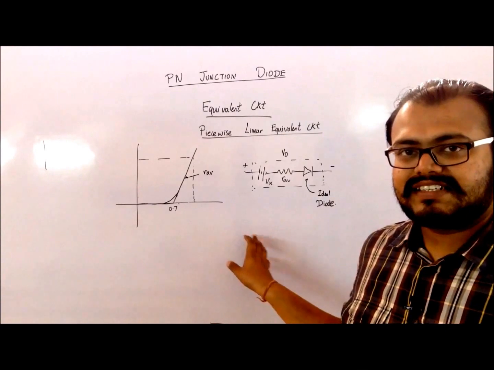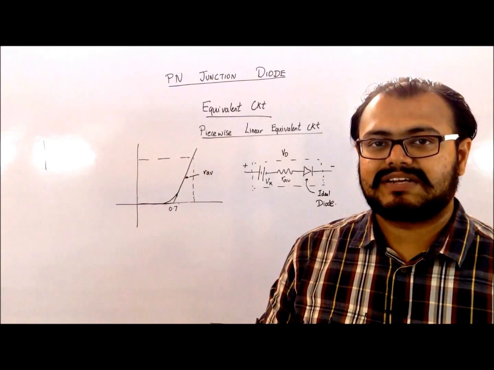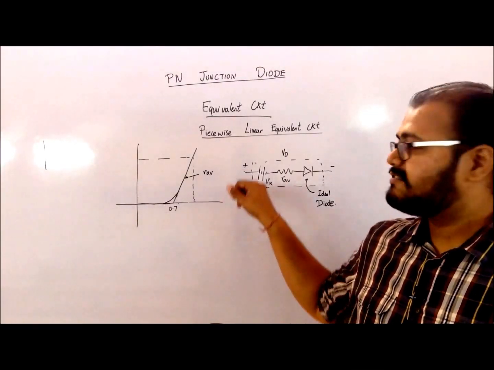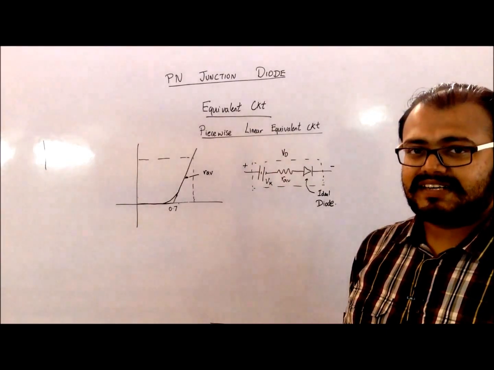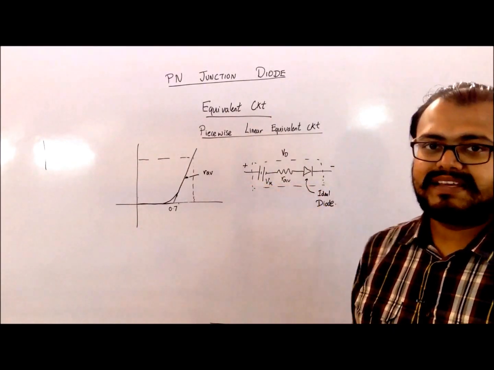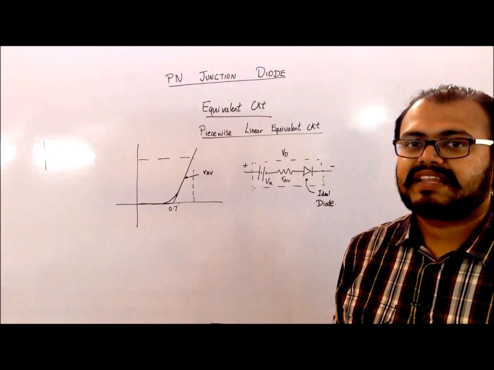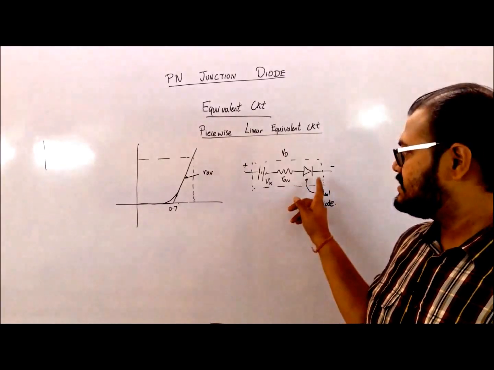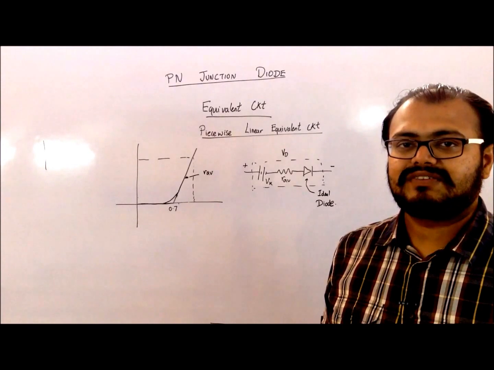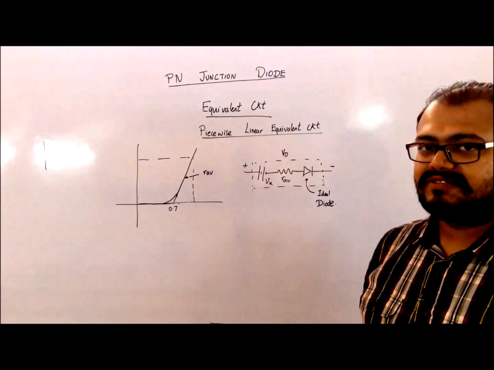The battery over here represents the junction voltage which is developed because of the depletion region. The battery actually indicates that if the voltage applied to this diode exceeds the value of this battery, then only the diode will be in conduction mode, that is in the on state. In the reverse mode, because of the presence of the ideal diode, it will be working like an open circuit. So this is my piecewise linear equivalent circuit.